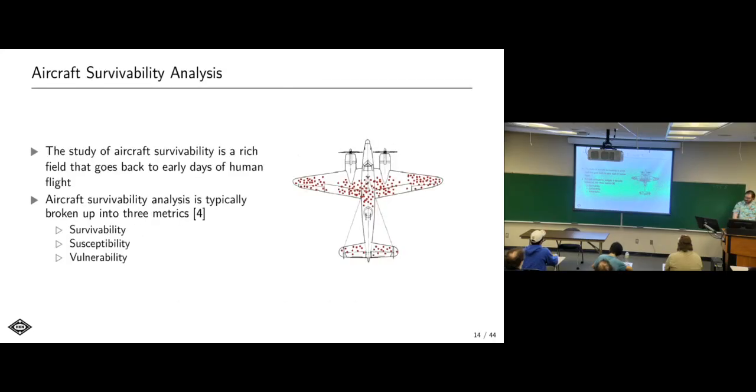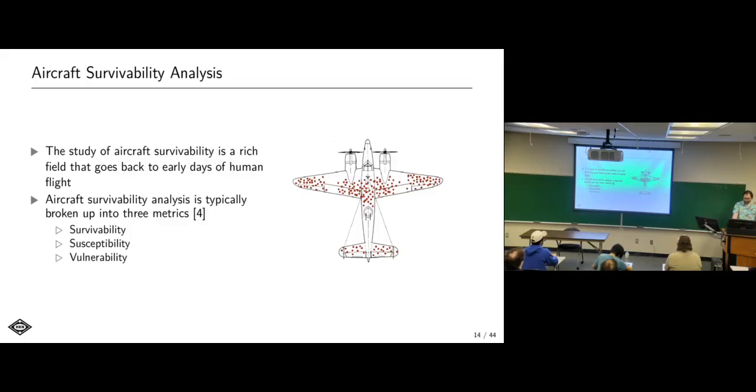So, people might have seen this picture before. It goes around in a few memes, but this is talking about aircraft survivability analysis, and it's a pretty rich field on its own, and it goes back to the early days of human flight. It basically gets broken up into three metrics for aircraft survivability: survivability, susceptibility, and vulnerability. The picture on the right is from World War II, and it is an image showing bullet holes in aircraft that landed from combat. And the working theory at the time was those areas needed reinforcement because they'd been shot at. So clearly, you reinforce those.